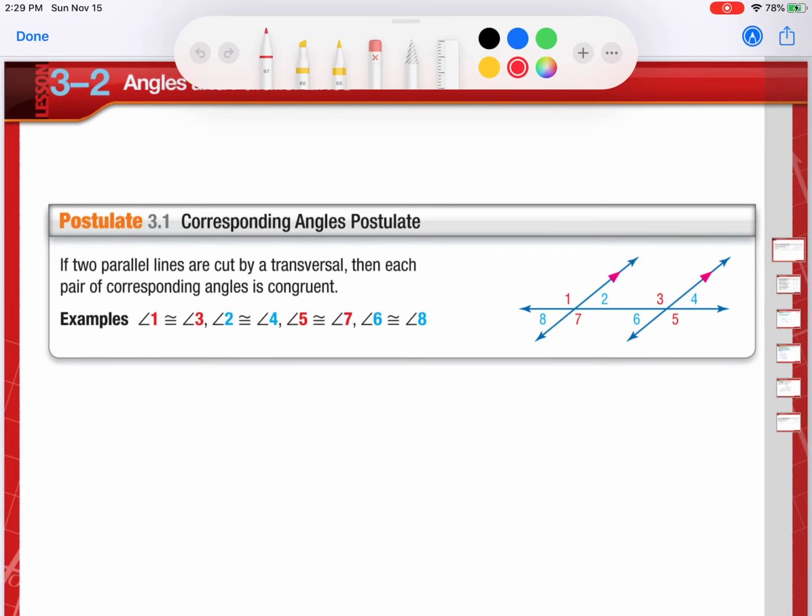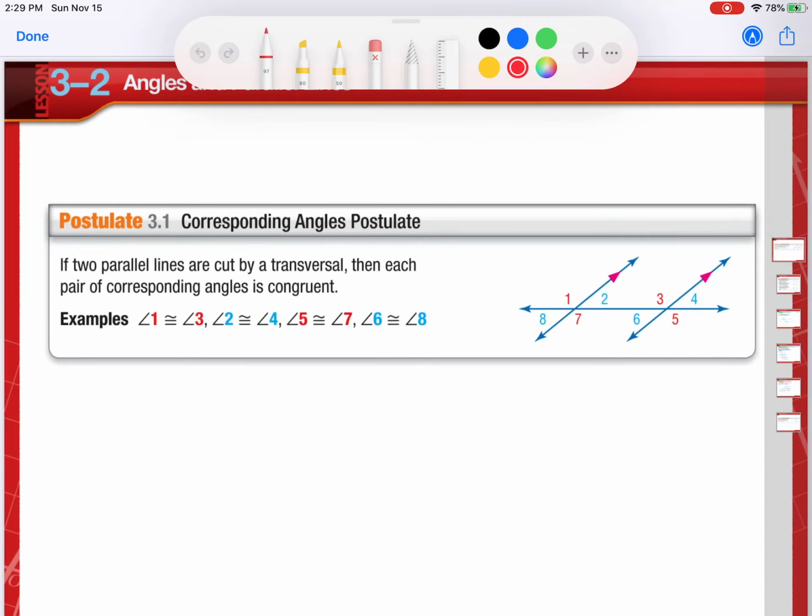So I would add a little bit to your notes from last time, but you probably don't need to add a massive amount. So we're going to go through the postulates first, the postulates and theorems. They're going to be very similar to the definitions that we talked about last time. So first things first, we have the corresponding angles postulate, which says if two parallel lines are cut by a transversal, then each pair of corresponding angles is congruent.